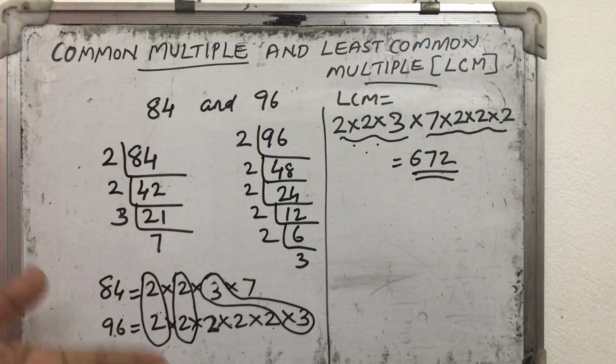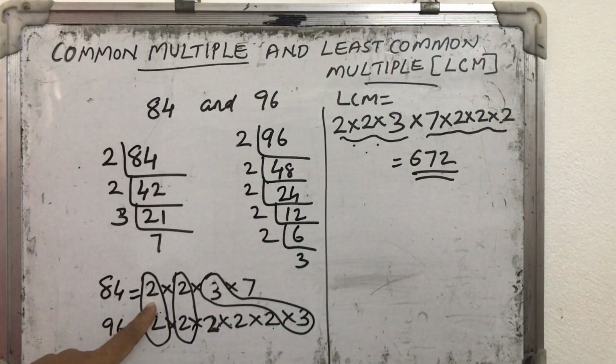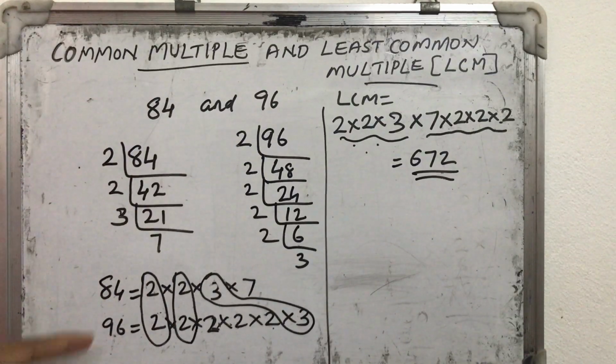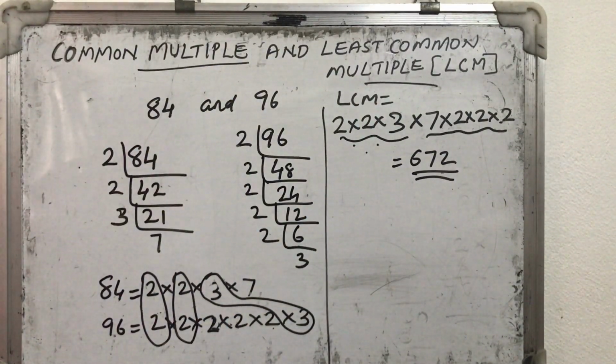Common factors allatha factors multiply cheyum. Okay, so in this case first we multiply 2 into 2 into 3. Those are the common factors. So only one time we multiply this 2 into 2 into 3. Next, what is remaining here? 7 into 2 into 2 into 2. Their product will be the LCM of the two given numbers. Okay, this is one method, prime factorization.